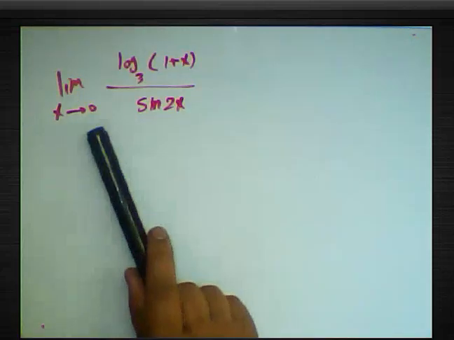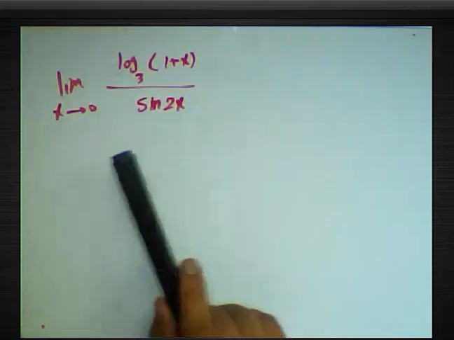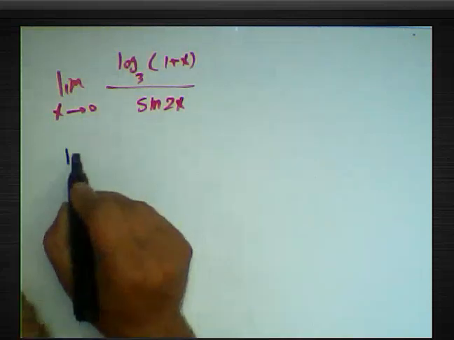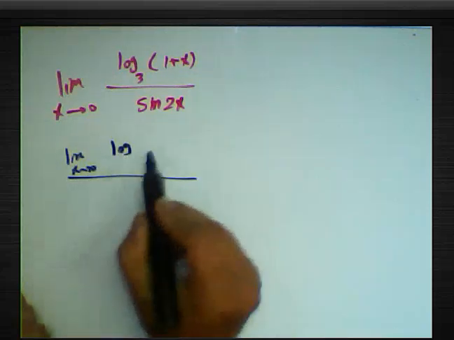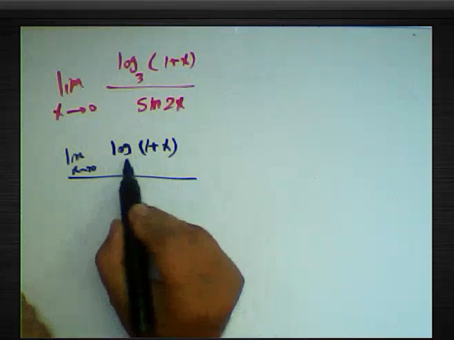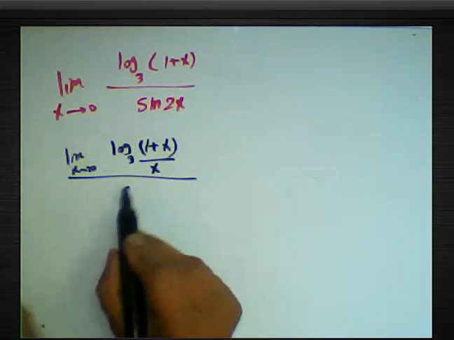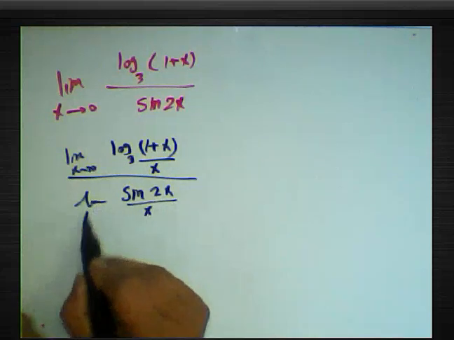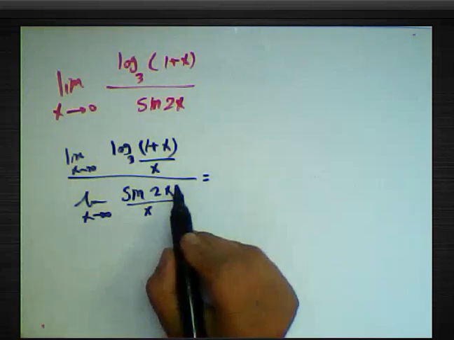The limit as x approaches 0 of log base 3 of (1 plus x) over sine 2x. We can divide the numerator and denominator by x. Right here, the limit as x approaches 0, log base 3 of (1 plus x) over x, and here sine 2x over x. We have the rule here.